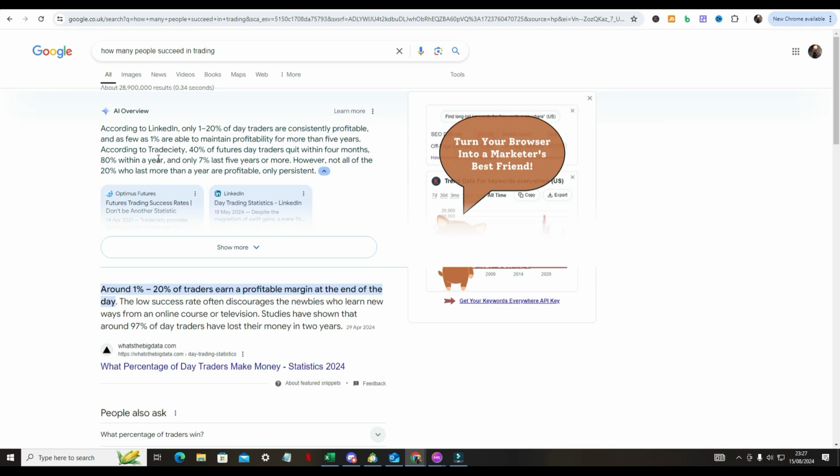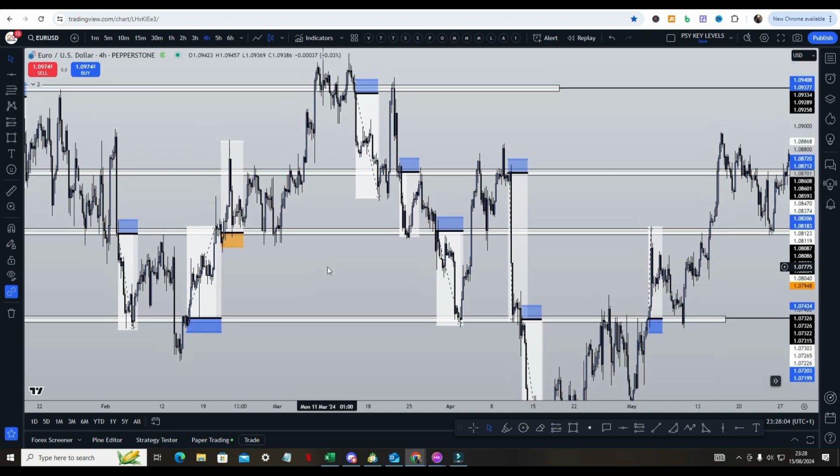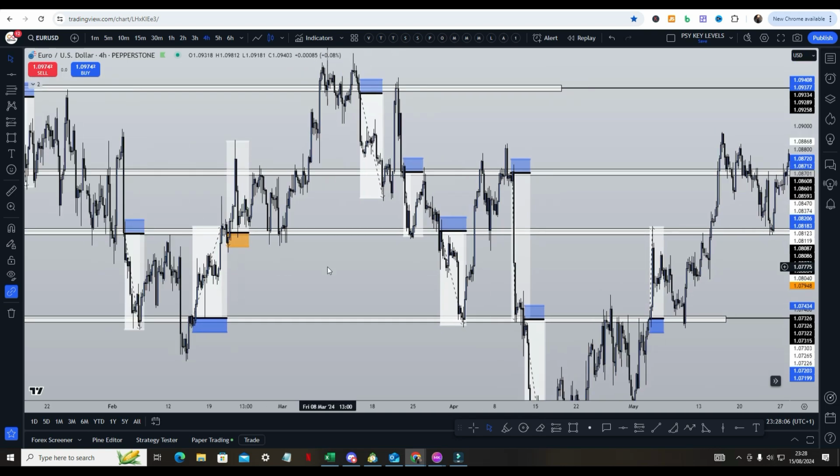According to Trade Society, 40% of futures day traders quit within 4 months, 80% within a year, and only 7% last 5 years or more. That is crazy. However, not all of the 20% who last more than a year are profitable, only persistent. So I just typed in how many people succeed in trading, and here around 1 to 20% are profitable, earning a profit margin at the end of the day. It's insane, guys. It just shows that it is one of the hardest things you can do. Myself, I've been doing this for the last 8 years, never gave up.